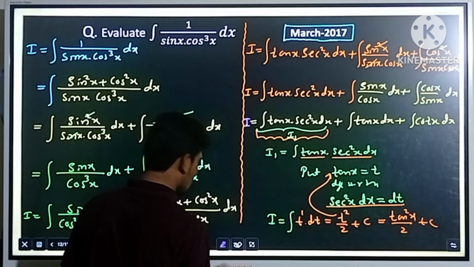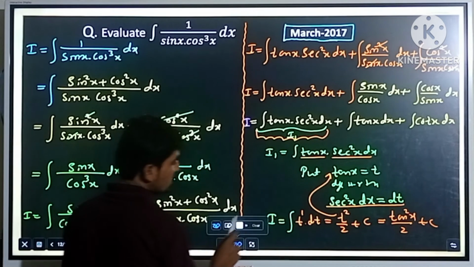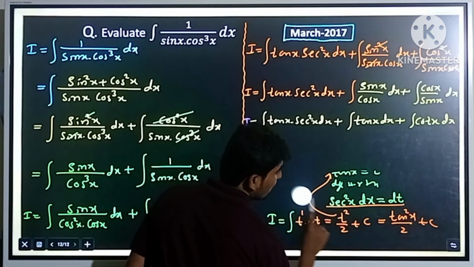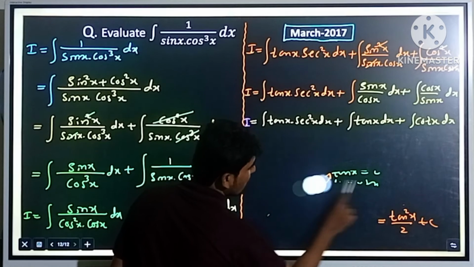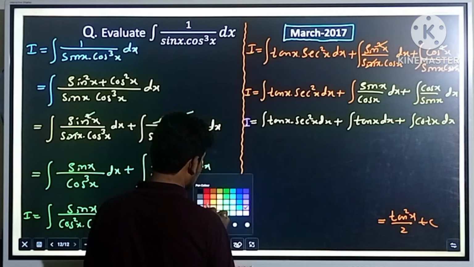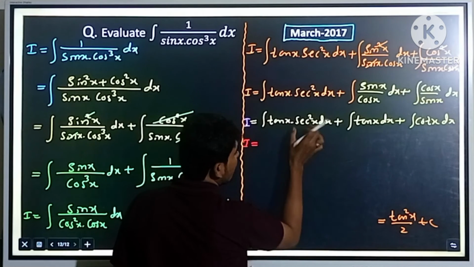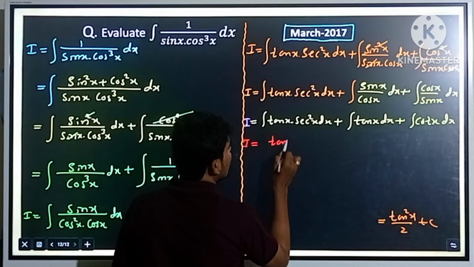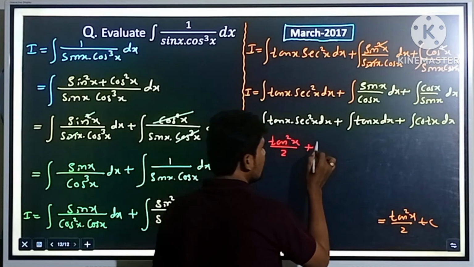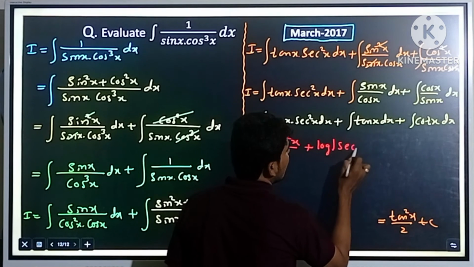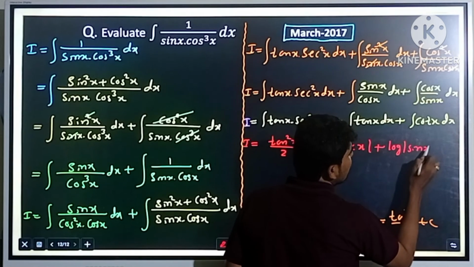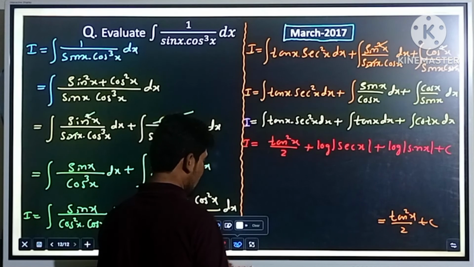In this I, what is I1? Take this for reference. What is the answer for I1? Tan square x divided by 2 plus c. So I is equals to, integration of tan x into secant square x is tan square x divided by 2, plus integration of tan x, we know that is log of secant x, plus integration of cot x, log of sin x, plus integral constant c. I hope all of you understood.